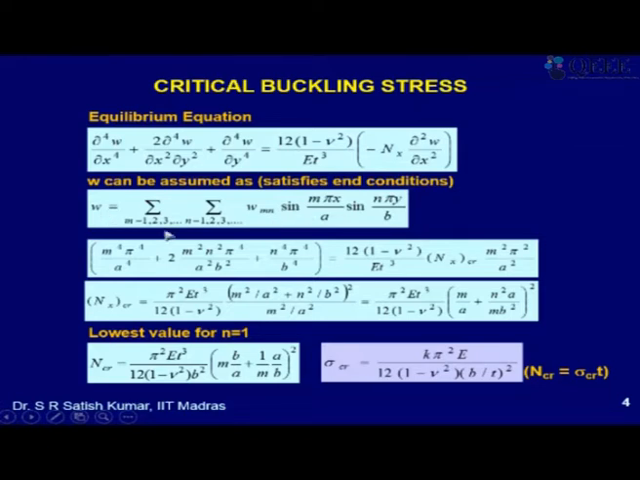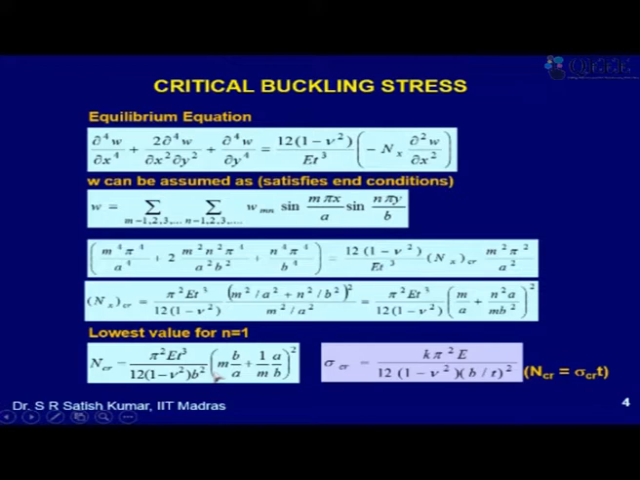And if we put this assumed W into the first equation, we differentiate this 4 times partially with respect to x and so on, and we substitute, we get this equation. If we simplify, we finally get the critical buckling load for the plate in this form. So here we find that the critical buckling load depends on both the length of the plate A and the width of the plate B, but we further simplify it and we go for the lowest value of n, and we come to this one.